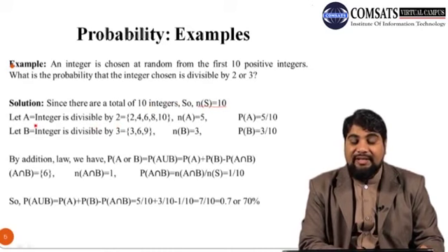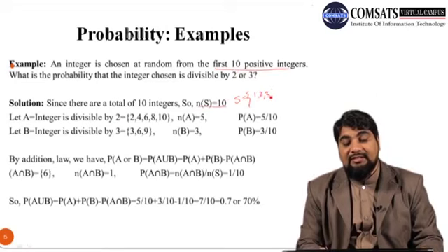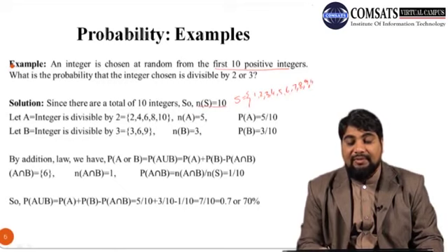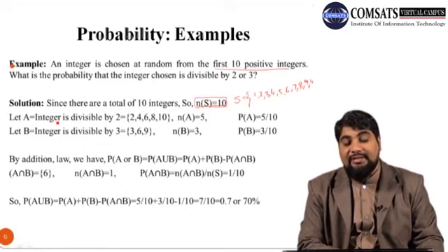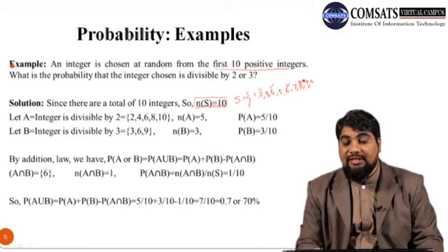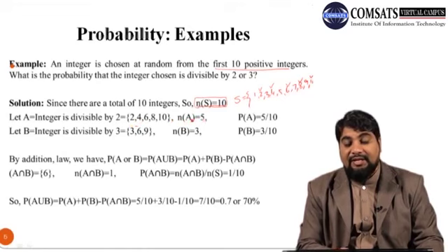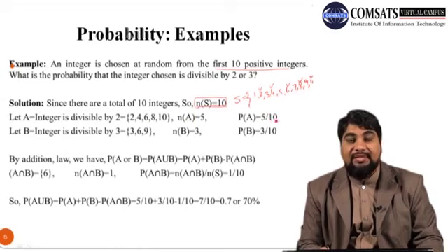So define an event A that the integer is divisible by 2. Since we have the first 10 integers, our sample space will contain all these 10 integers: 1, 2, 3, 4, 5, 6, 7, 8, 9 and 10. So the total number of sample points is 10. A is the event that the integer is divisible by 2, so here 2, 4, 6, 8 and 10. These are the outcomes of event A. The number of sample points in A is 5, so the probability of A is 5 out of 10.